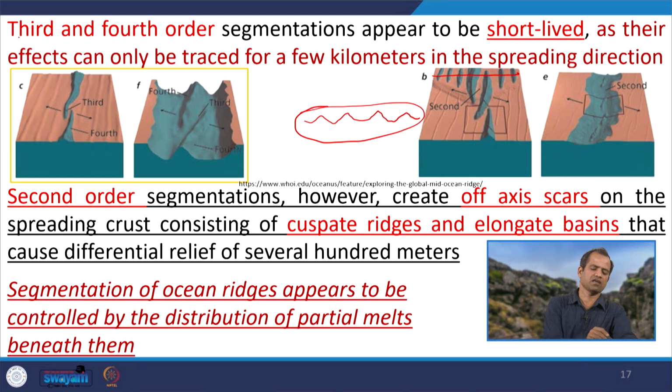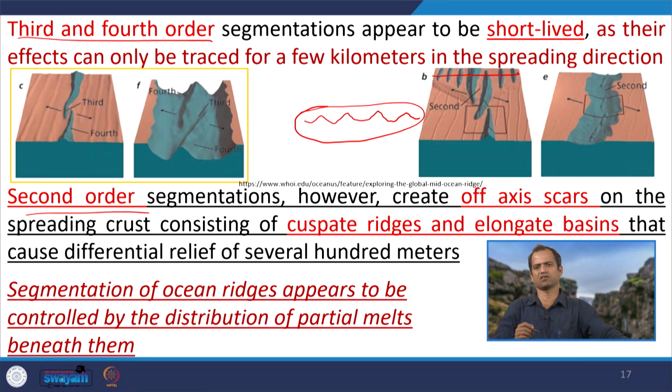However, the third order and fourth order segmentation are short-lived. Their existence is for a small time, then they mix with the mid-oceanic ridge system. The second order one, however, lives for a long time duration, and that is why it represents the geographical, geomorphological and topographic changes along the mid-oceanic ridge system.